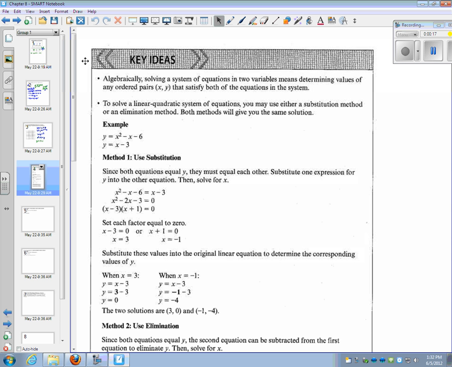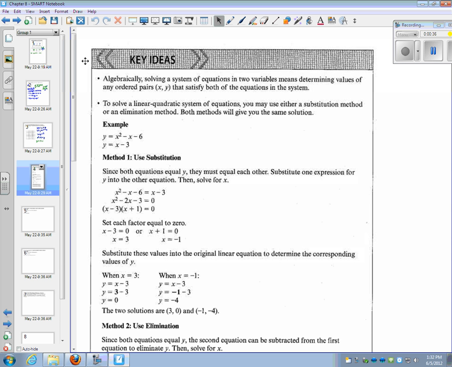So just like before, if we have a line and a parabola, it can never intersect. It can intersect once or it can intersect twice. And similarly with parabolas, they can infinitely intersect. They can be the same parabola. They cannot intersect at all. They can intersect at 1 point or 2 points. So we're just finding all those points of intersection.